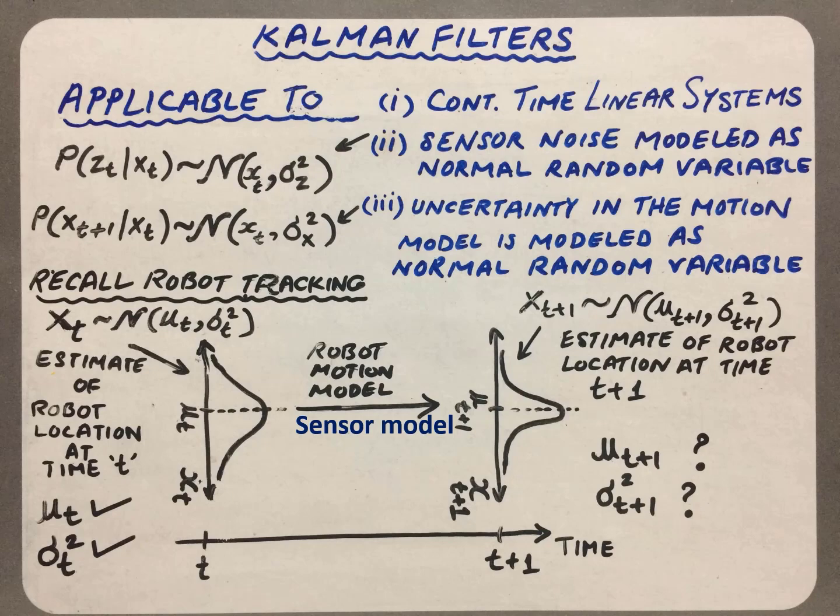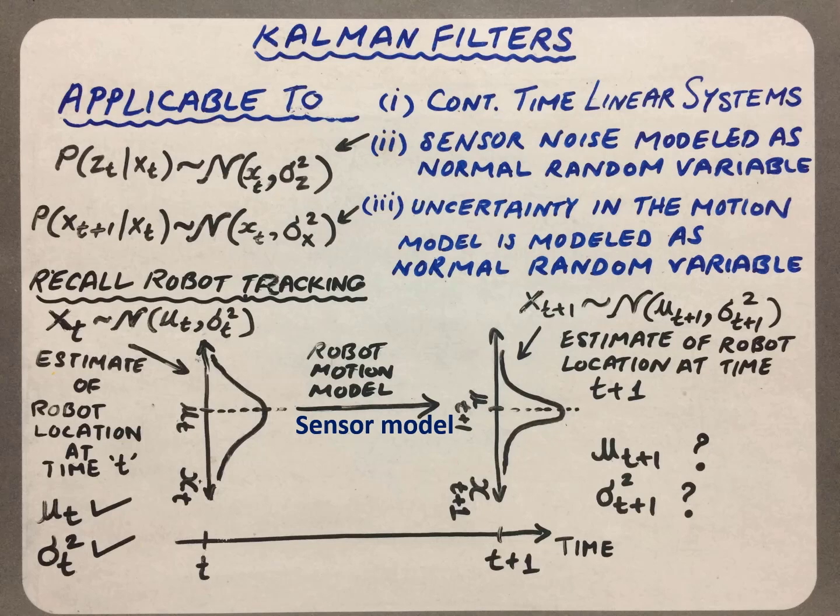So Kalman filters, some of you may have a very good idea already. They are generally applicable to continuous time linear systems. So that's the main difference. You see, particle filters can be applied to nonlinear systems, but here we are constrained to use linear systems. The sensor noise in Kalman filters needs to be represented as a normal random variable. So that's the second constraint. The third constraint is that the uncertainty in the motion model should also be modeled as a Gaussian or normal random variable.